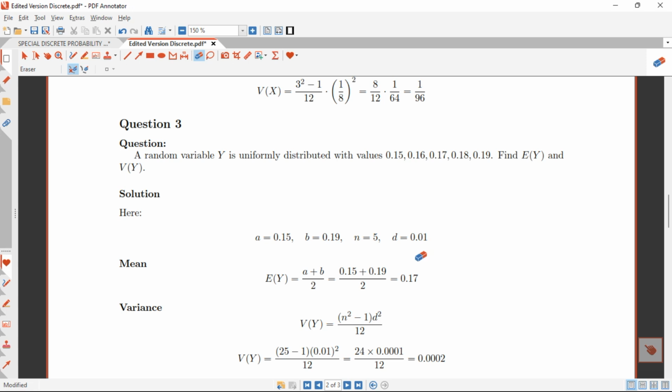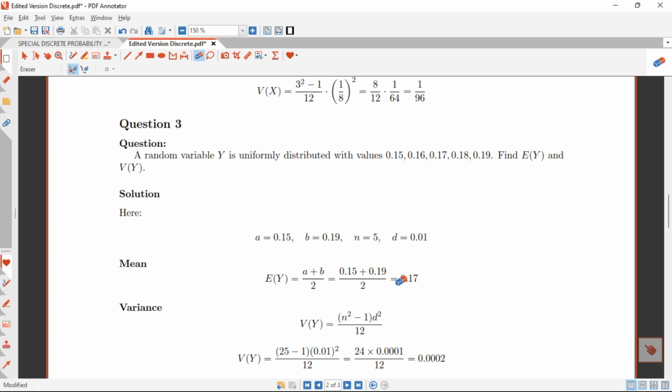Here we know that our a will be 0.15 and our b will be 0.19, and our n will be equal to 5 because we have 5 observations here, and our d is equal to 0.01, because when you subtract the values from each other, the common difference is 0.01. So here the expectation would be a plus b divided by 2, which will give us (0.15 plus 0.19) divided by 2, and our answer will give us 0.17. That will be our expectation.